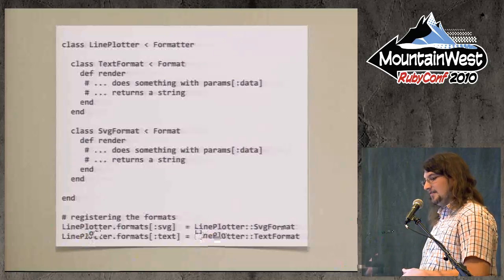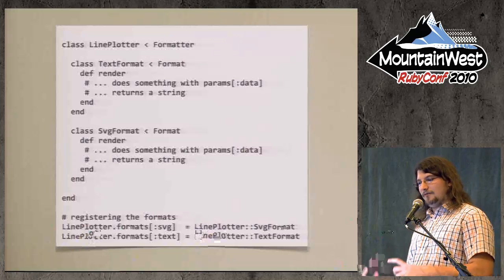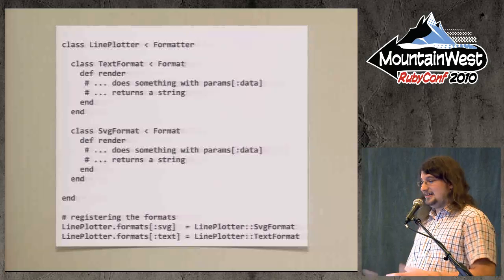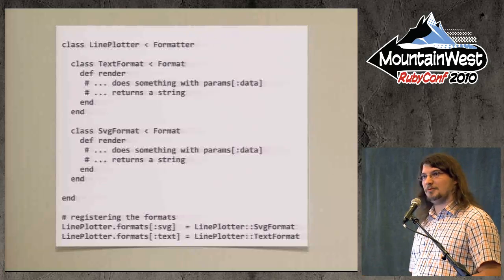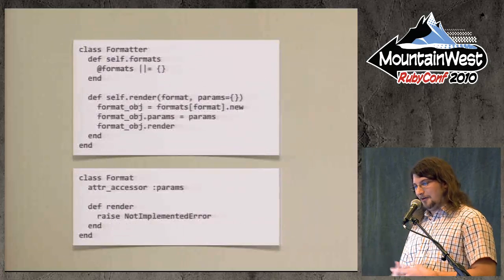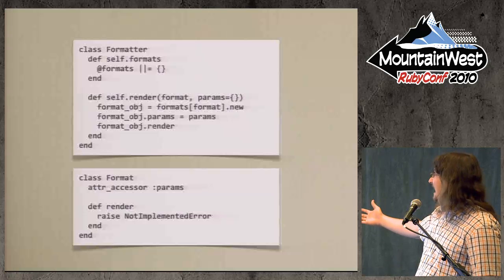Pretty straightforward stuff. But the line plotter is going to need to know what formats it supports, so we can just store them in a hash. And that's the rough idea of where I would start with this. Very low ceremony, very simple. So this is the implementation of that.